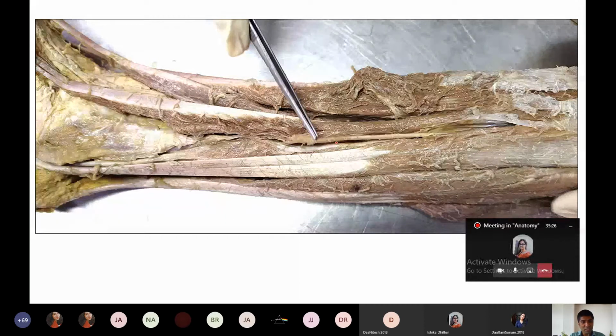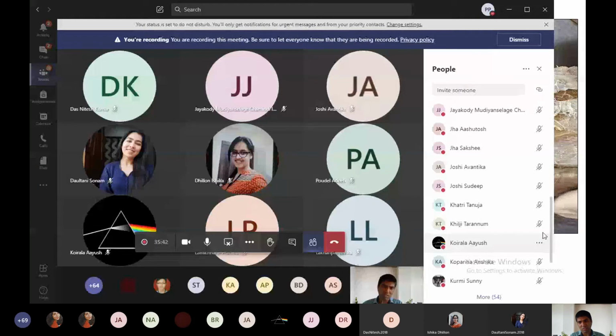Here. Okay, this pointed structure. Then we'll go to the muscle later on. What is this pointed structure? Can you tell, some of you? Here the forceps is pointing to the structure, and I am also adding here the red ink, red arrow. So what is this structure?